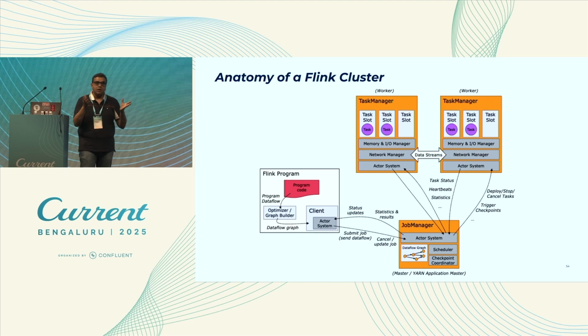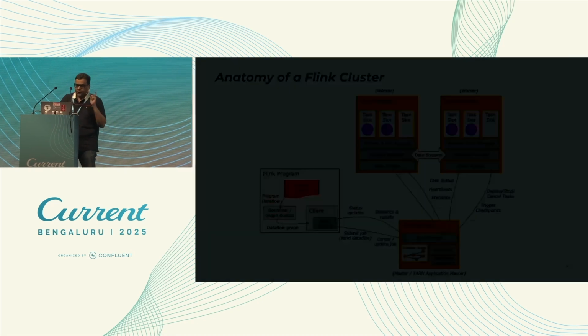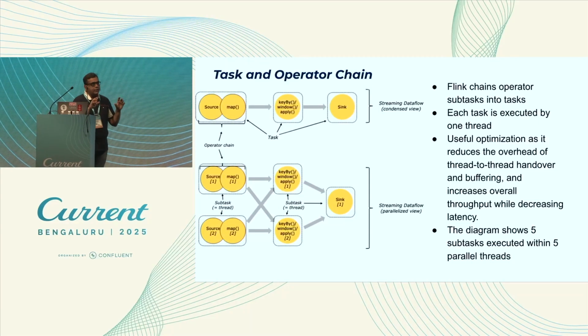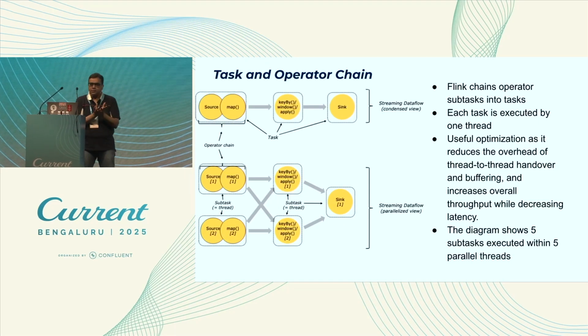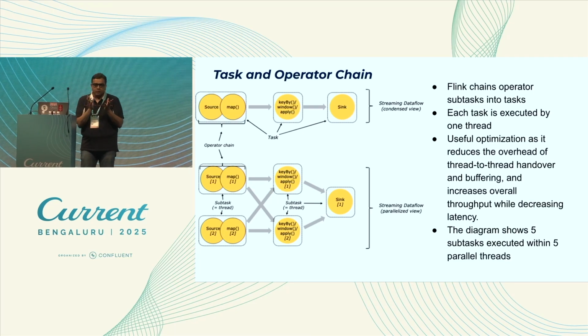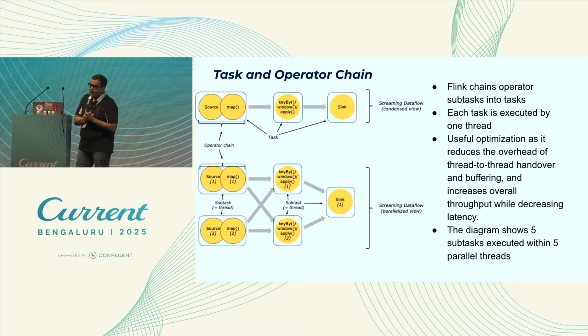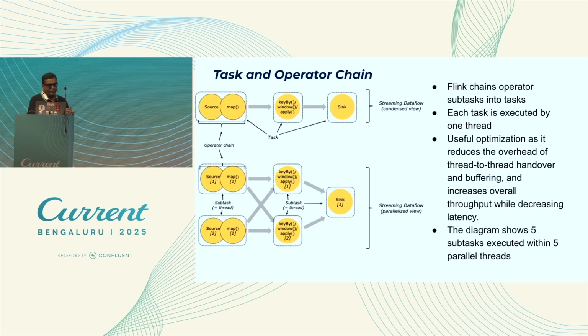Task managers are multi-threaded Java applications where each task manager can granularly create slots for running each of these tasks or subtasks. Now, a quick point: Flink actually intelligently chains these subtasks into tasks, right? And each task is then executed by a single thread within the task manager.